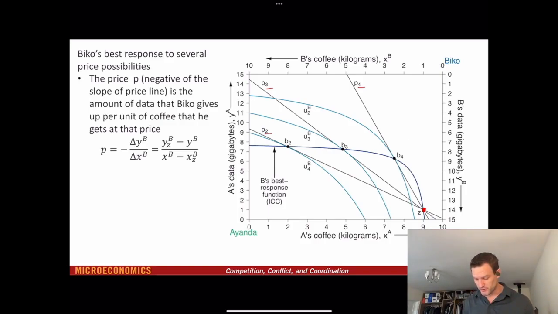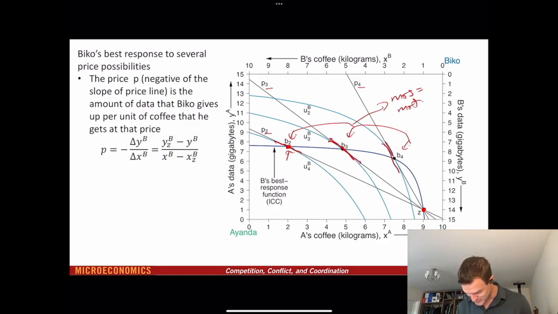If we compare the different points, we've got B4, B3, and B2. What can we see is happening at all of those? At all of those points, we have MRS equals MRT. Biko is maximizing his utility subject to the constraint of the price. So at each of those points, we have an indifference curve tangent to the price line. So at B3, B4, B2, at each of those points, we have MRS equals MRT, and we have some level of Y given up to get some amount of X for that price.